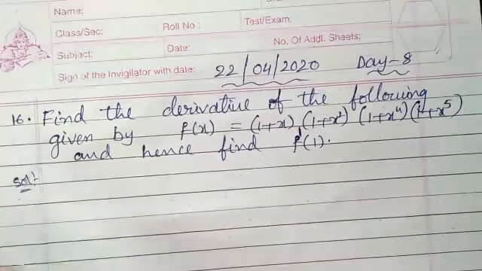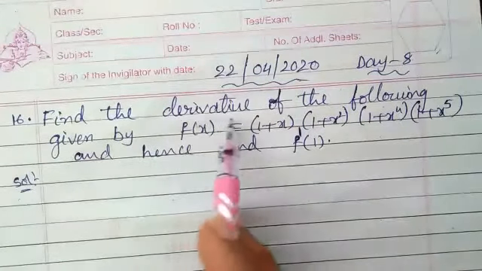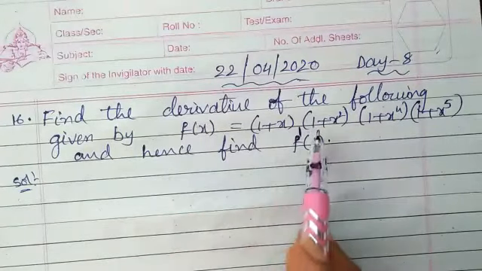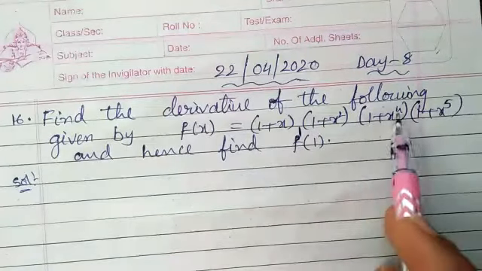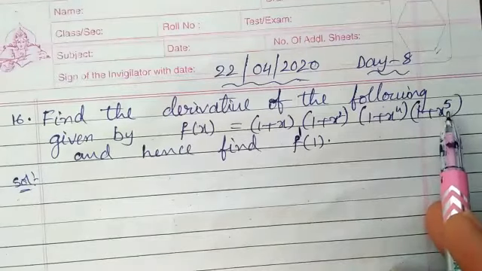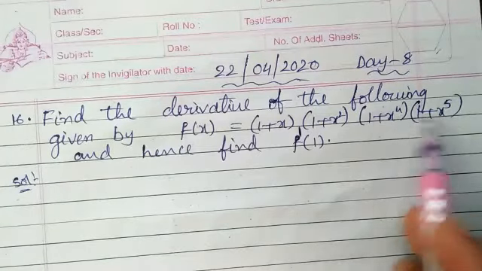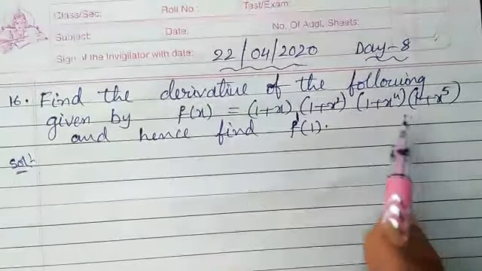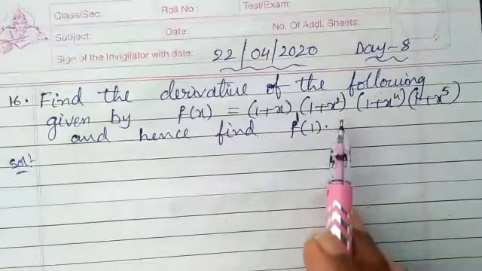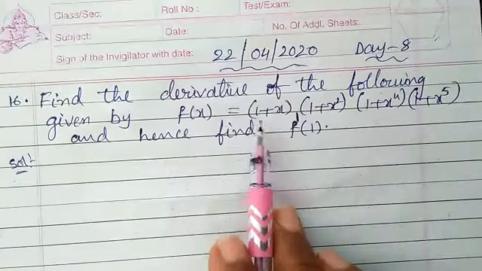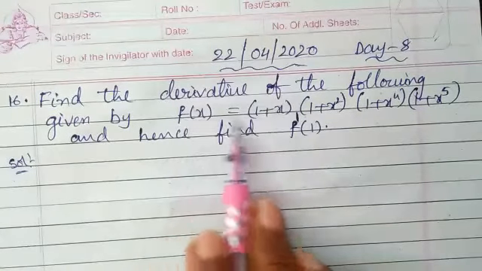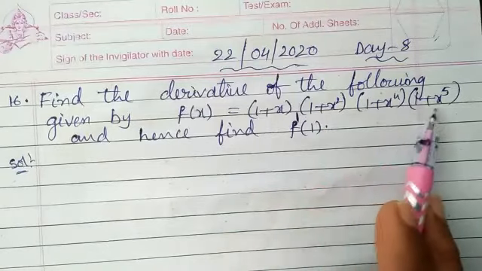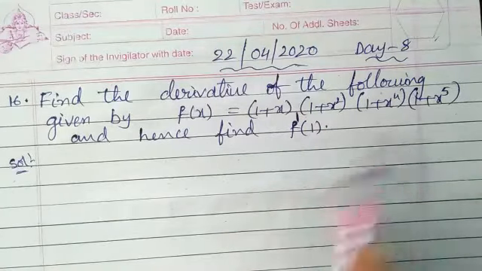Today's 16th one: find the derivative of the following, given by f(x) = (1 + x)(1 + x^2)(1 + x^4)(1 + x^5). Is there any simple value changes? Means you can change it by textbook. By observing in my paper I am getting these values. Don't be bothered about that. f(x) = (1 + x)(1 + x^2)(1 + x^4)(1 + x^5).